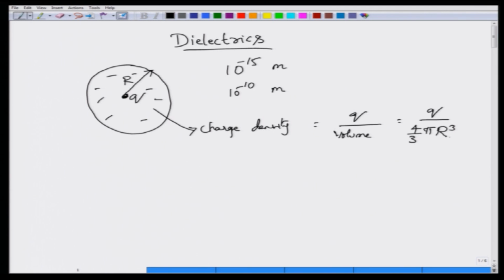4 by 3 pi r cube is the volume, and this would be the charge density. This is the charge density of this particular spherical shell. Well, we will take up from this one.